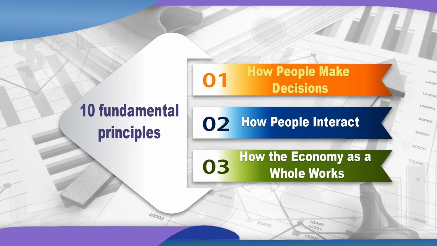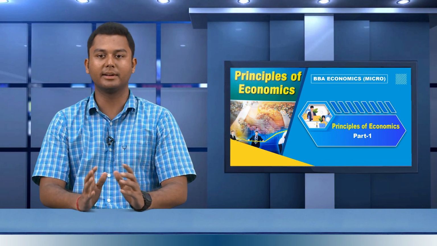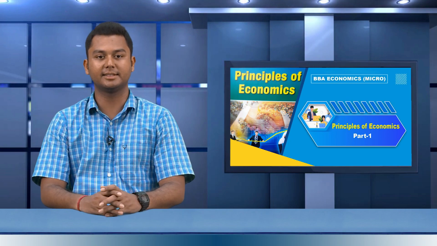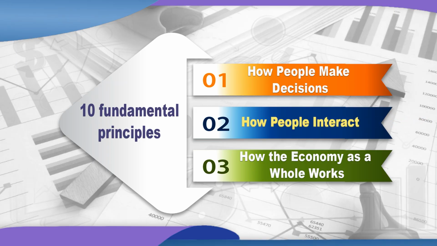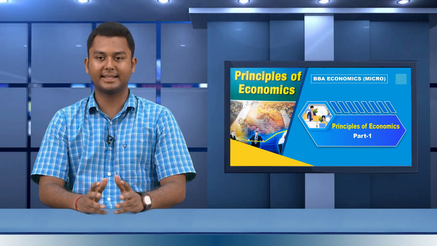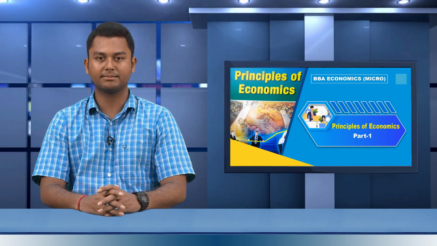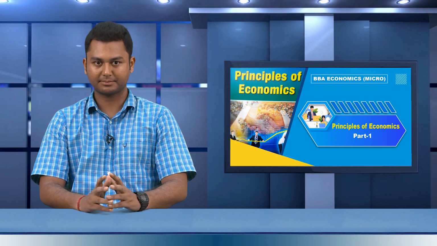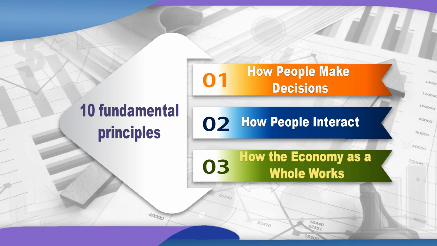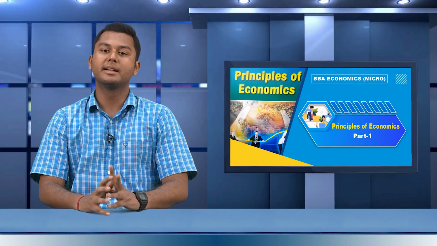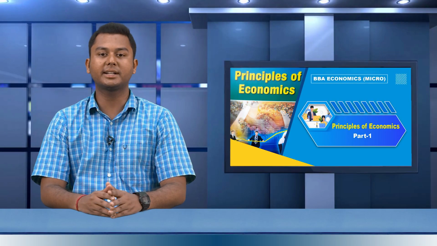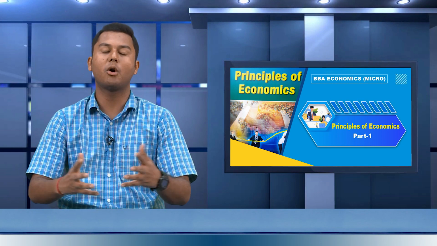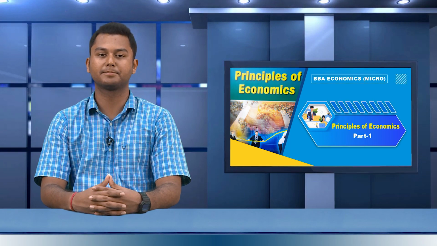First is how people make decisions, which focuses on trade-offs, opportunity costs, rational thinking and incentives. Second is how people interact. Within that you have the examination of how markets function, the benefits of trade and the role of government. Third is how the economy as a whole works. This section explores productivity, inflation, unemployment and the interconnectedness of macroeconomic variables.